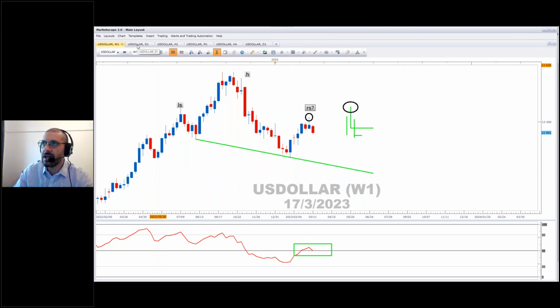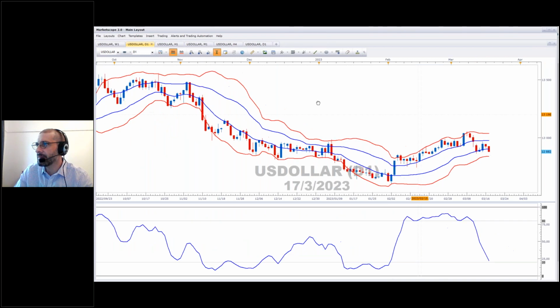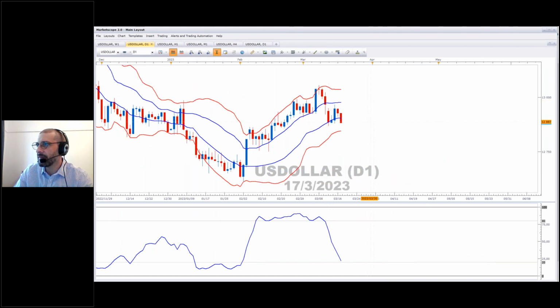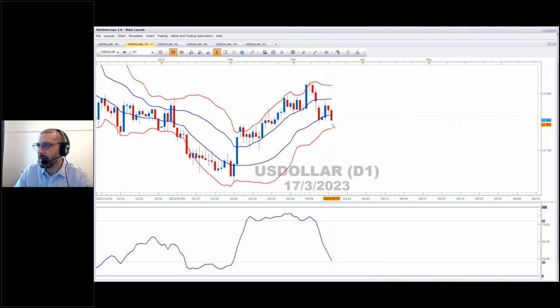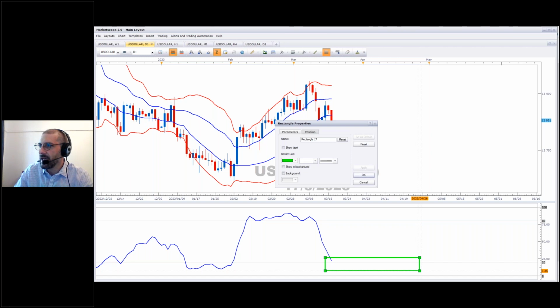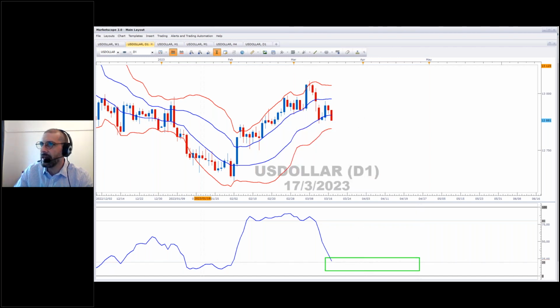If we take a look at the daily chart here, we get some extra information. You can see that we've dropped down into zone 3. Zone 3 is between the lower blue and the lower red. Okay, now keep an eye on the stochastic. Look where the stochastic is. It's almost in that lower quintile. It's almost dropped below 20. If it drops below 20, then we get that downwards momentum on the daily.